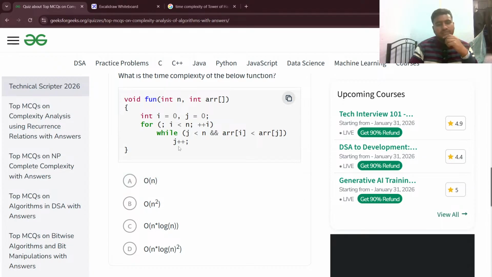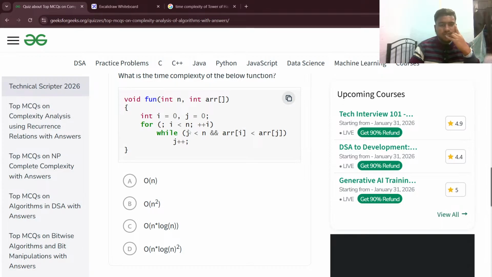Let me check again before I make a mistake. Let me check that I have corrected this. For j, the value is initialized once, and j is running.